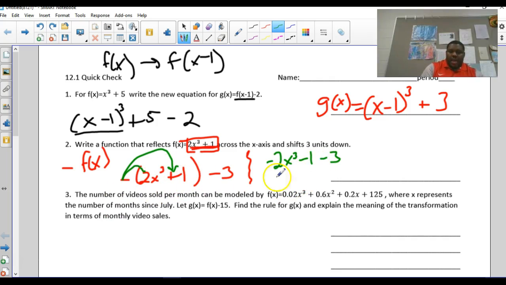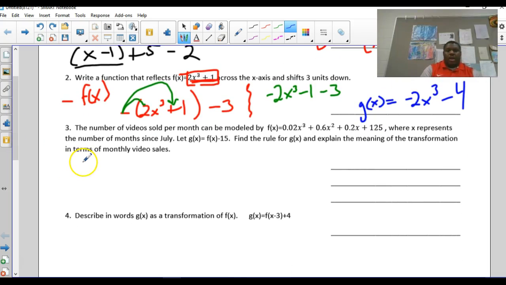Now, when we distribute that, here's what we got. And then we went 3 units down, so minus 3. That's where this came from right here, 3 units down. So now simplify it. Negative 1 minus 3 is negative 4. So the final answer for the new function, I'll call it g of x, is negative 2x cubed minus 4. There's your final answer.